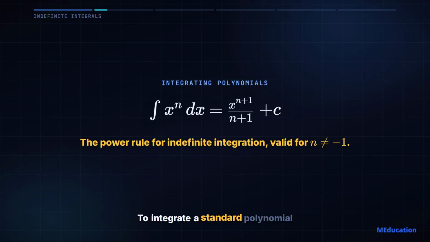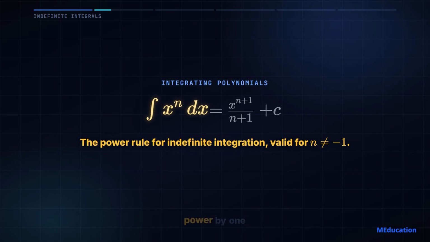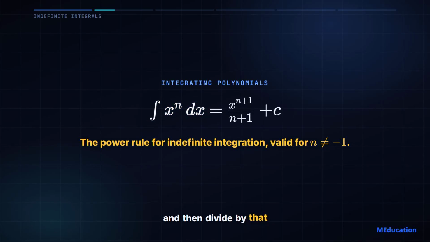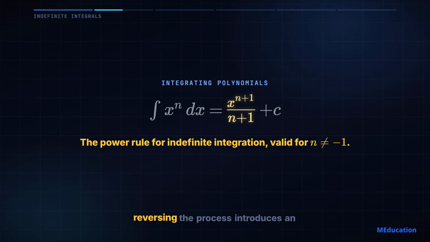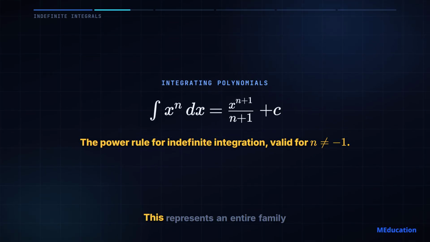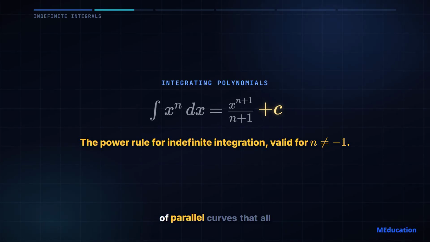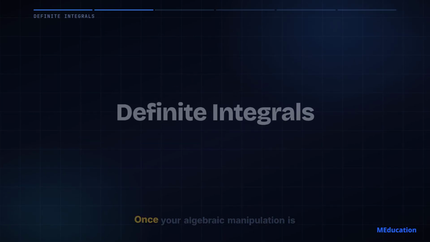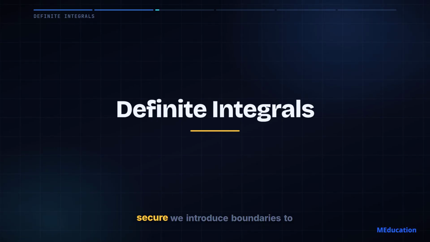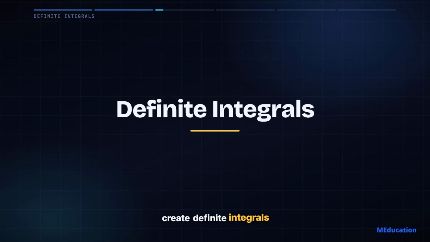To integrate a standard polynomial term, you simply increase the power by 1 and then divide by that new power. However, because differentiating any constant number yields 0, reversing the process introduces an unknown constant of integration, which we call c. This represents an entire family of parallel curves that all share the exact same gradient function. Forgetting to write plus c at the end of an indefinite integral is the single most common way candidates lose their final accuracy mark.